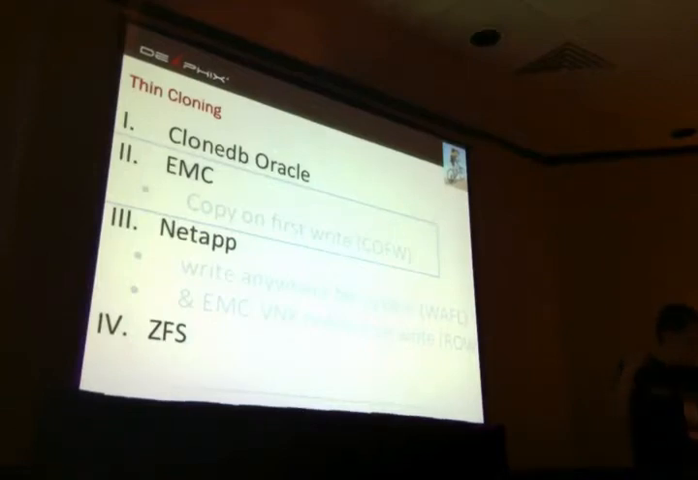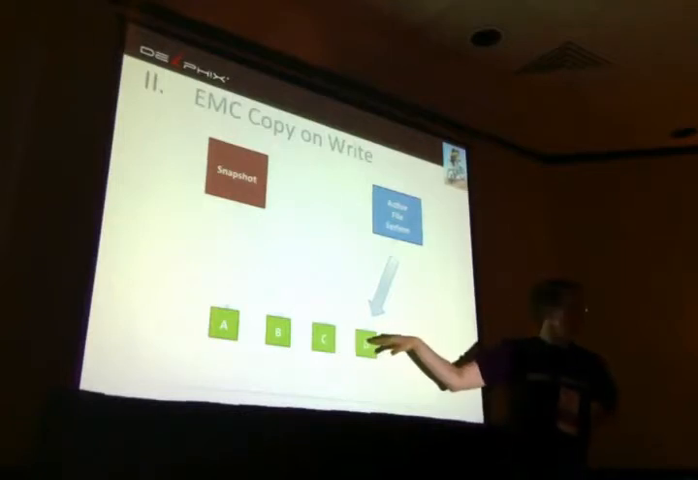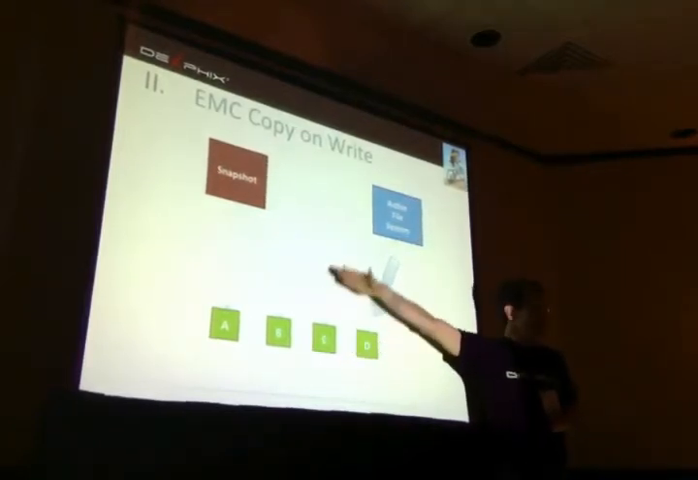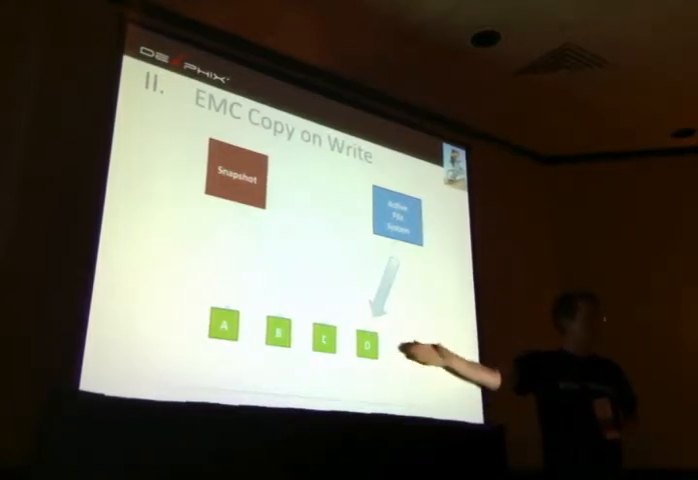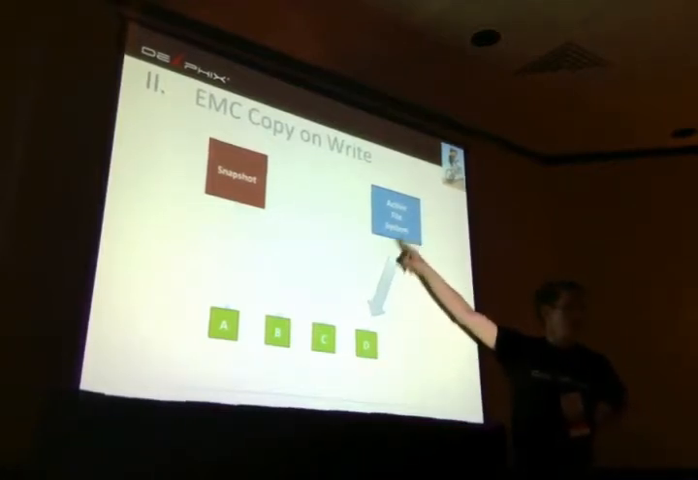So now I'm going to talk about storage arrays. Let's first talk about EMC's copy on first write. The idea here is if these green things are data blocks in my file system, and I have an active file system using these data blocks, I can take a snapshot. So a snapshot is going to be a point-in-time version of these data blocks. So the question is, what happens when I take a snapshot and the file system changes a block?